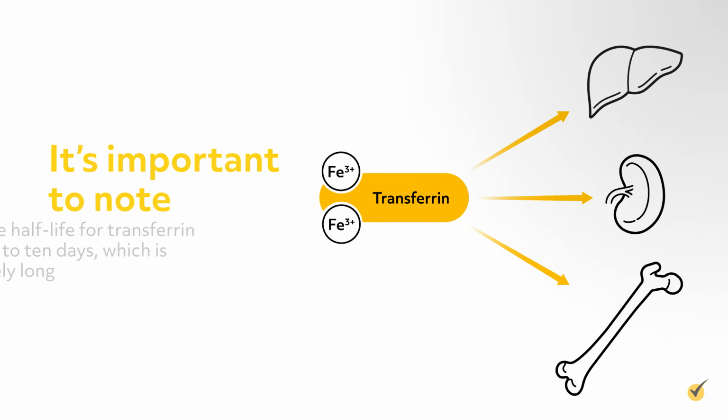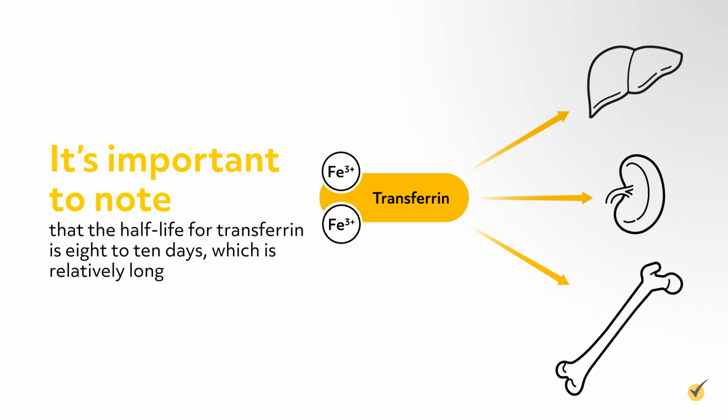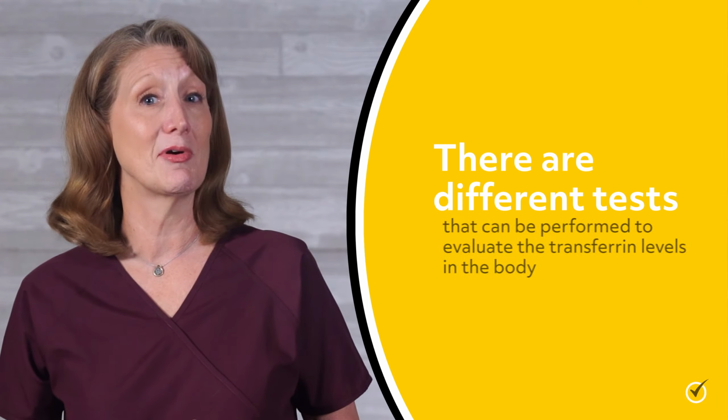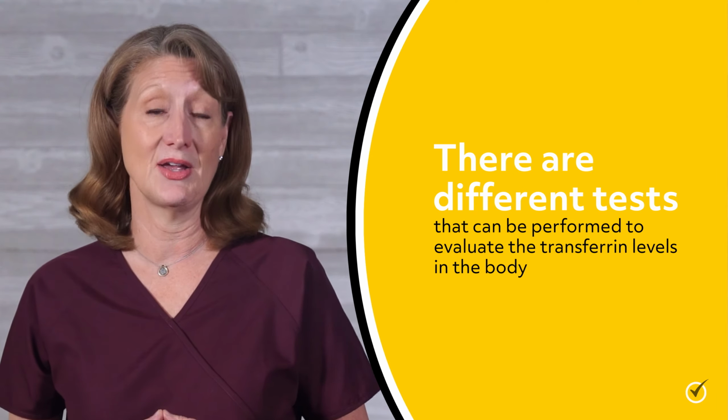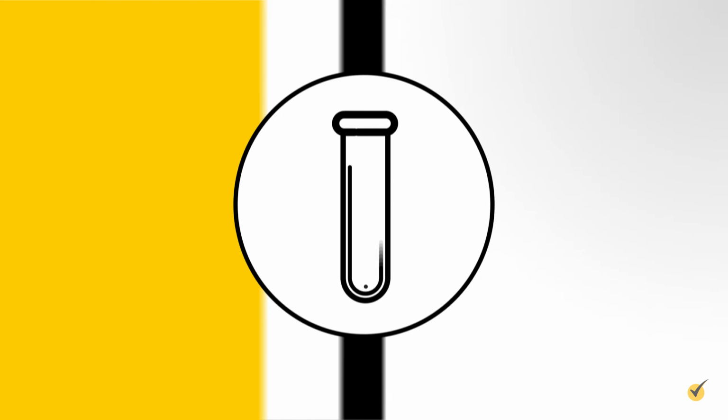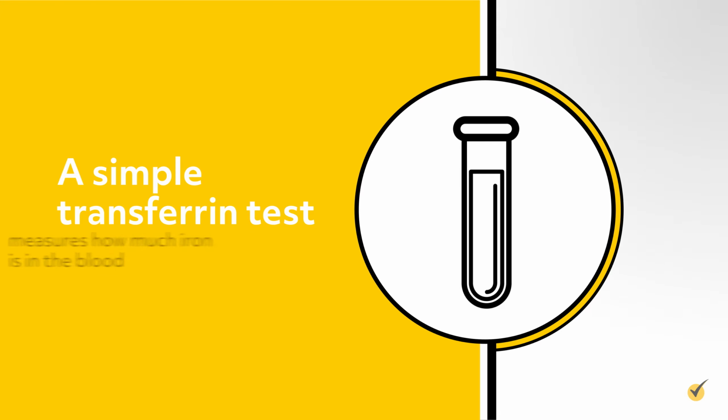It's important to note that the half-life for transferrin is 8 to 10 days, which is relatively long. There are different tests that can be performed to evaluate the transferrin levels in the body. A simple transferrin test measures how much iron is in the blood.